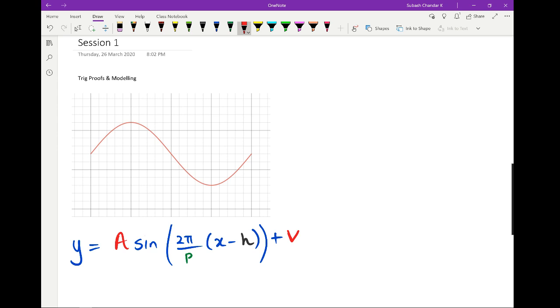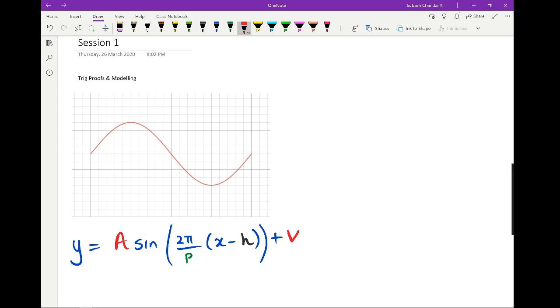So this is the generic formula that I like to work with. I know some teachers work with different formulas. They'll have A, B, C, and D, and so on. It really doesn't matter, guys, because at the end of the day, no matter what equation you end up using, as long as you can get the same graph as what you're trying to model, then you're pretty much good to go.